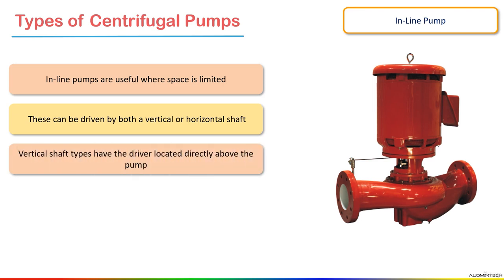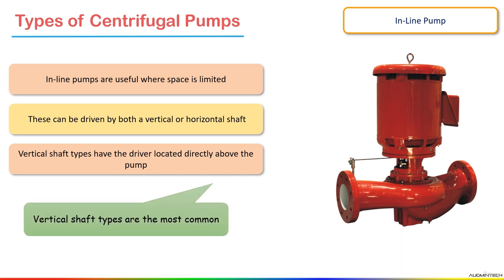Vertical shaft types have the driver located directly above the pump. Vertical shaft types are the most common. Generally the inline pump we use is of the vertical shaft type only. Here we have the different components of the inline pump. In this figure, at the top portion of the inline pump, we have a motor. An electric motor driven firefighting pump is used in multi-story buildings and in industrial plants also. We supply electric motor driven firefighting pumps all over the world.